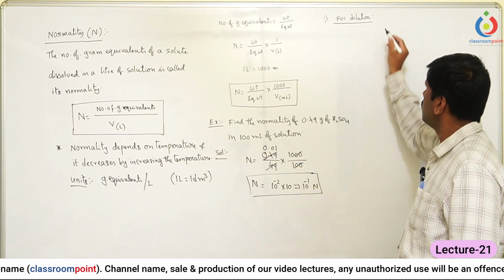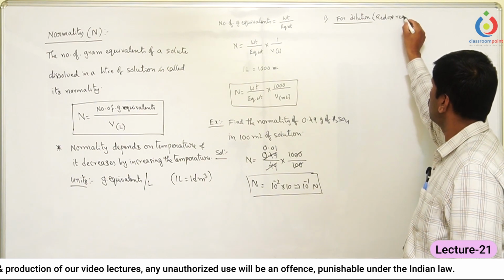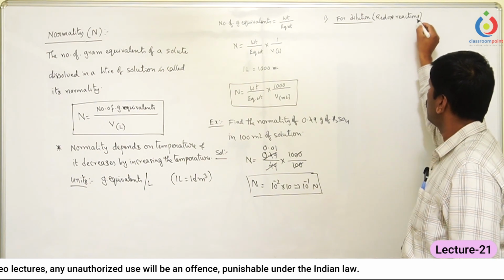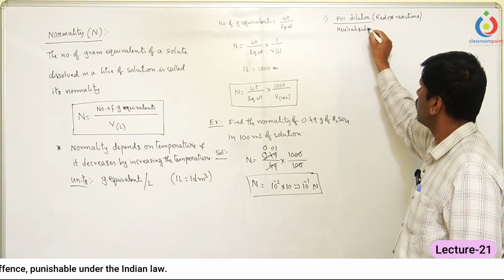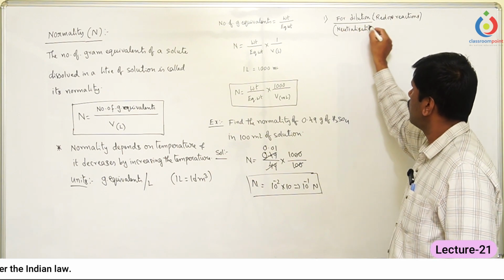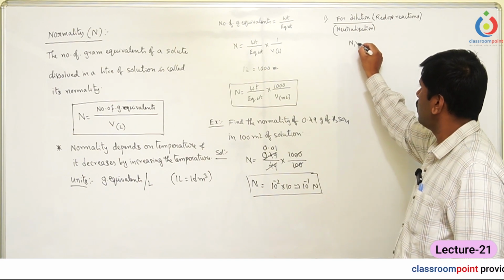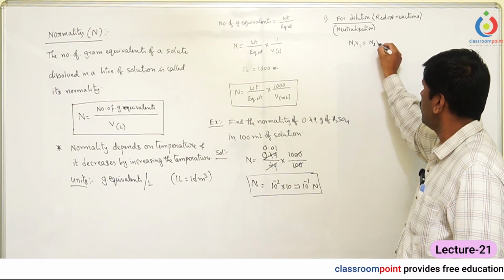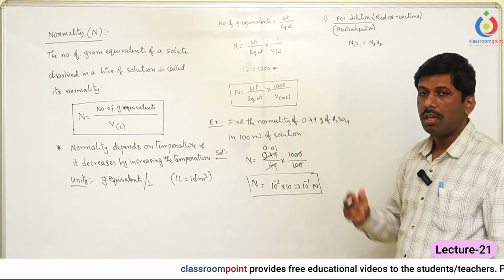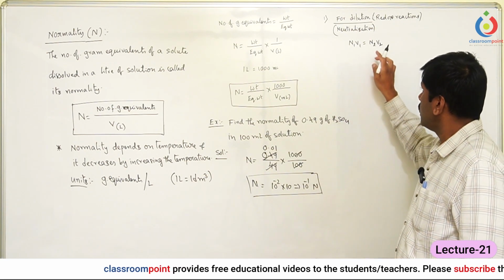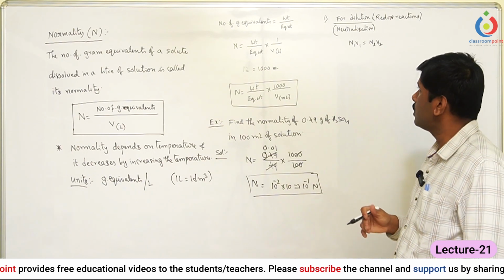Interestingly, for dilution, for redox reactions, or for neutralization reactions, in all these cases the formula is the same. That is N1 V1 equals N2 V2. In case of dilution, N1 V1 is the initial normality and volume of the solution. N2 V2 is the normality and volume of the solution after adding some amount of the solvent.